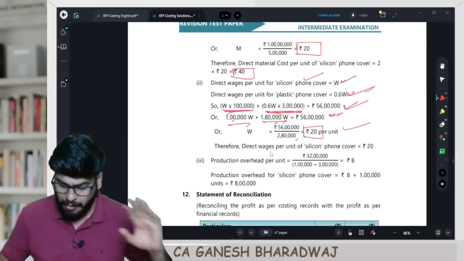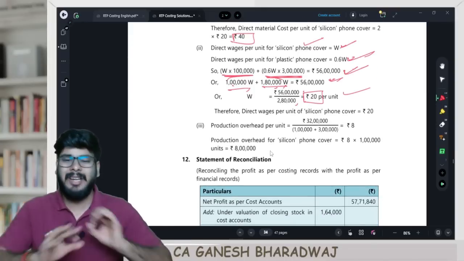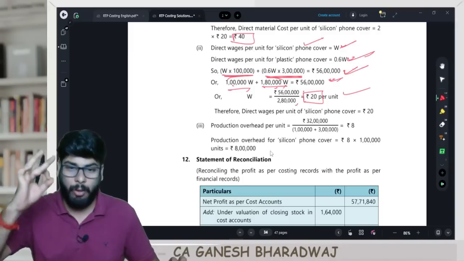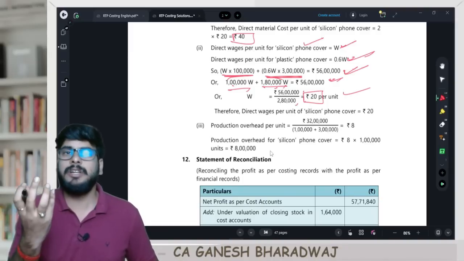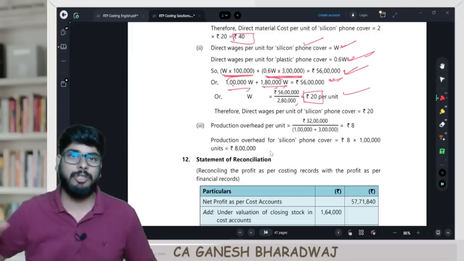How will you do this? Now, very simple. In this case, what they have done, the per unit overhead cost for both the products is going to be the same. This is what they have said, which means what? The per unit rate of overheads is going to be common for both the products, right?